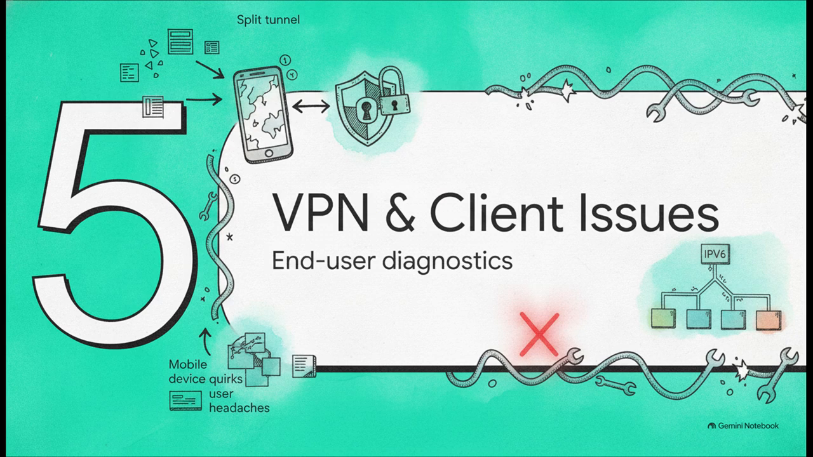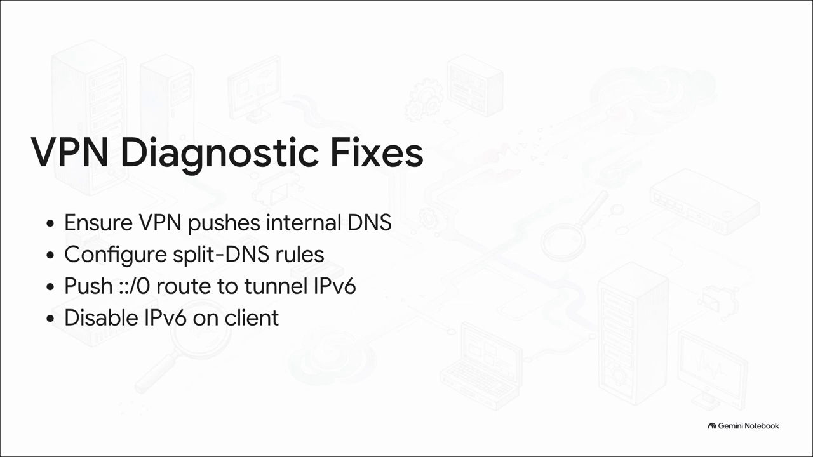And finally, Section 5, diagnosing VPN and client issues. For this last part, we're going to focus on the end-user side of the equation, looking specifically at the headaches caused by split tunnels and mobile device quirks. VPNs are honestly notorious for mishandling IPv6. If your VPN doesn't explicitly route IPv6, user traffic will just bypass the VPN entirely. That creates a split tunnel leak that exposes their real IP and completely bypasses your corporate security. Or, on the flip side, the client might just block all IPv6, causing sites to fail. To fix this, you have to push a /0 default route to tunnel IPv6 traffic.